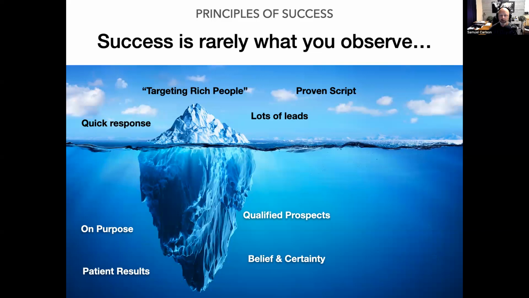What kind of qualified attention are you getting? So are you getting qualified prospects? That's where you have to start. Are you on purpose? Meaning, do you and the people who work for you, do they understand why you're doing this? Is it to make money? If they think it's all to make money, they're probably not going to be doing as good a job. How good are your results?